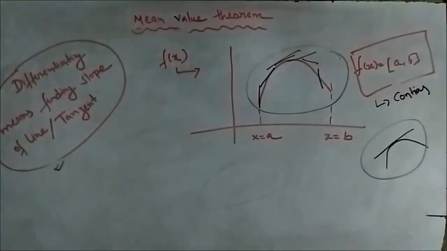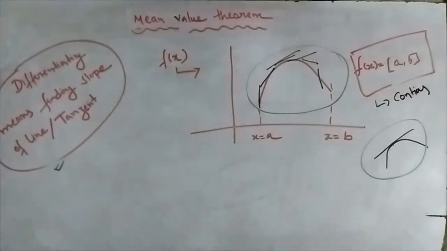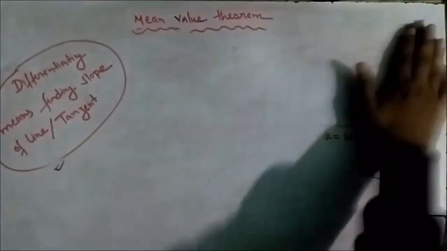So let us see another example in which we cannot draw the tangent. All this concept will be used in the mean value theorem. So guys, please learn all these things carefully.